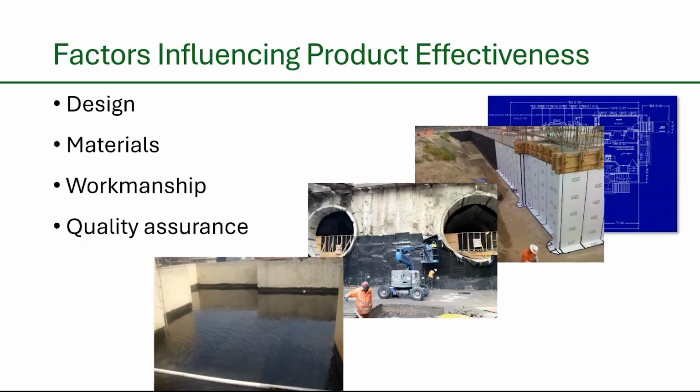Workmanship can be specified. You can specify a qualified installer. Quality assurance, you can specify testing, you can specify manufacturer representative to come out and make observations of the install. You can specify third-party inspections. So all of these things can be specified. They're all in our wheelhouse and we need to take control of those so that we can stop having leaky buildings that cause construction litigation.